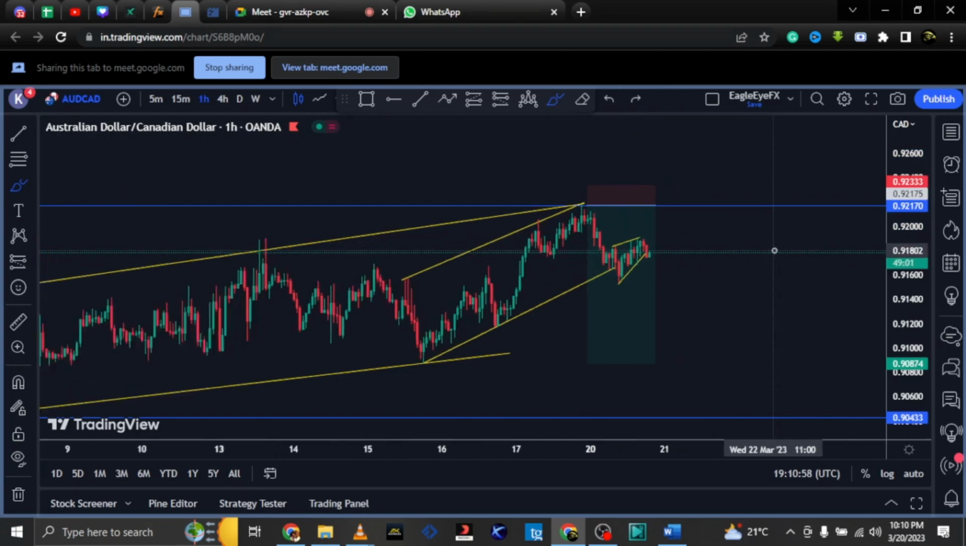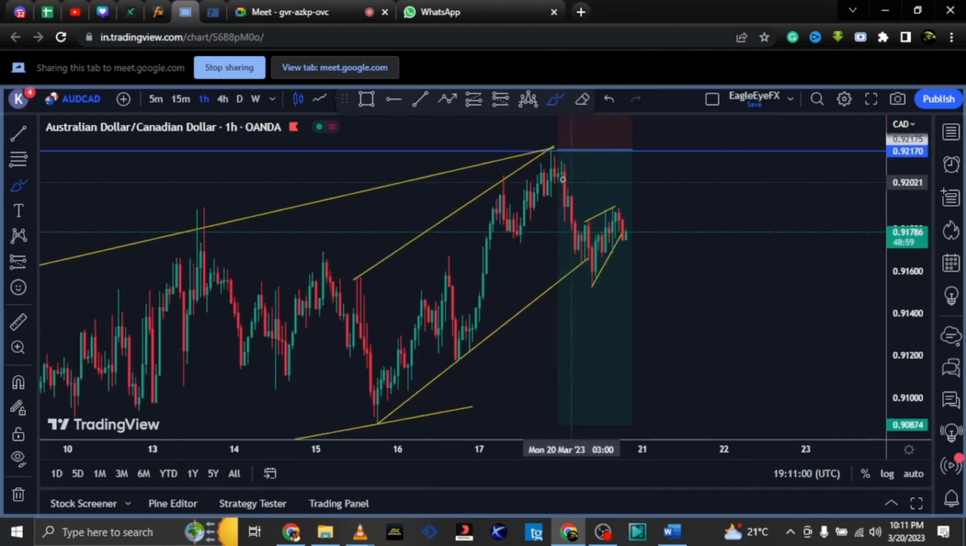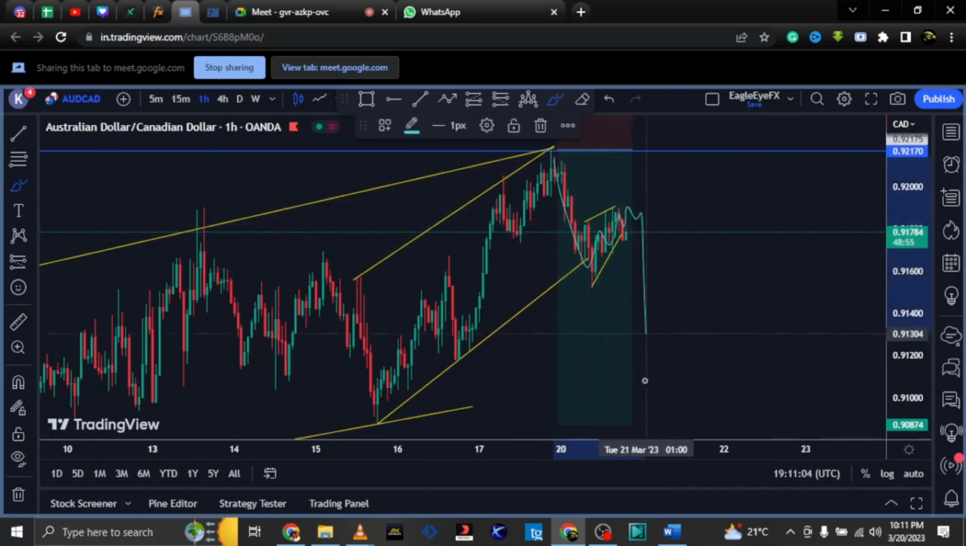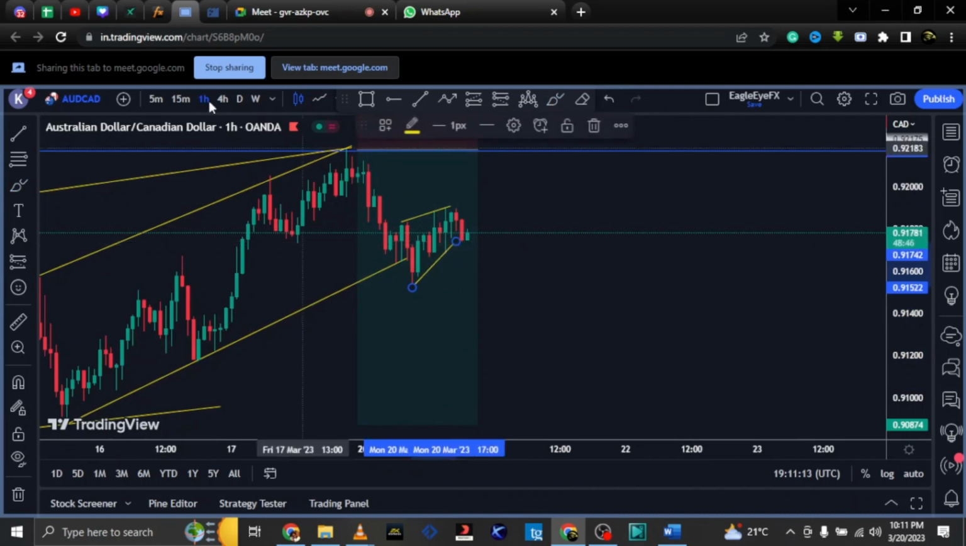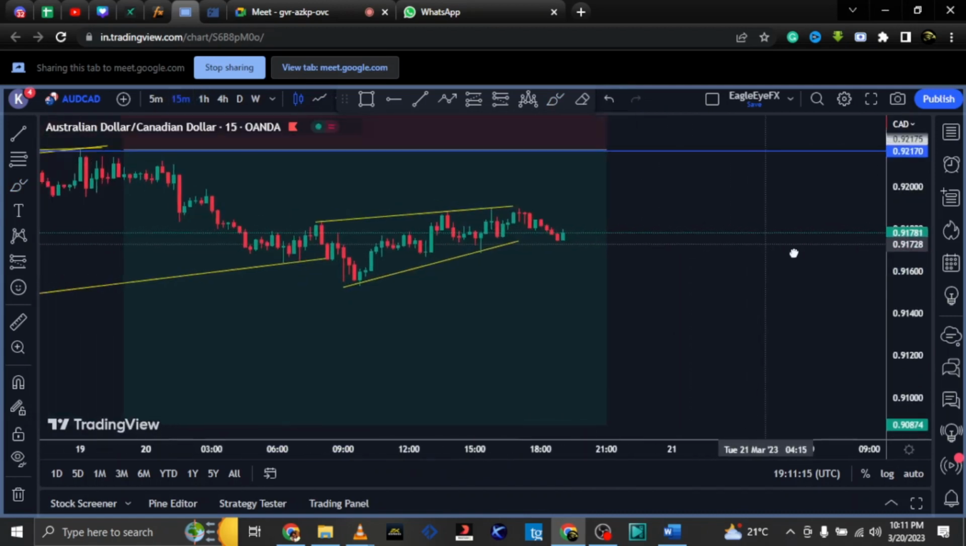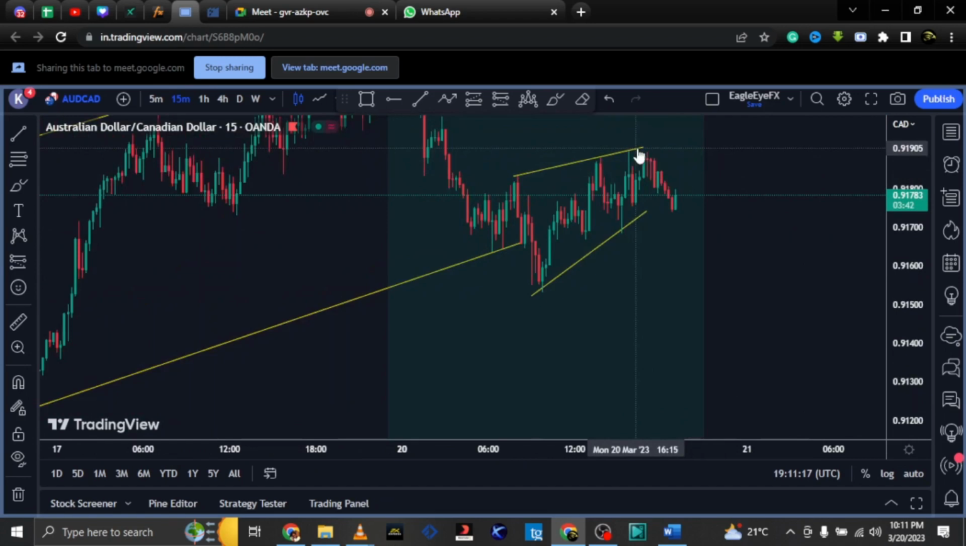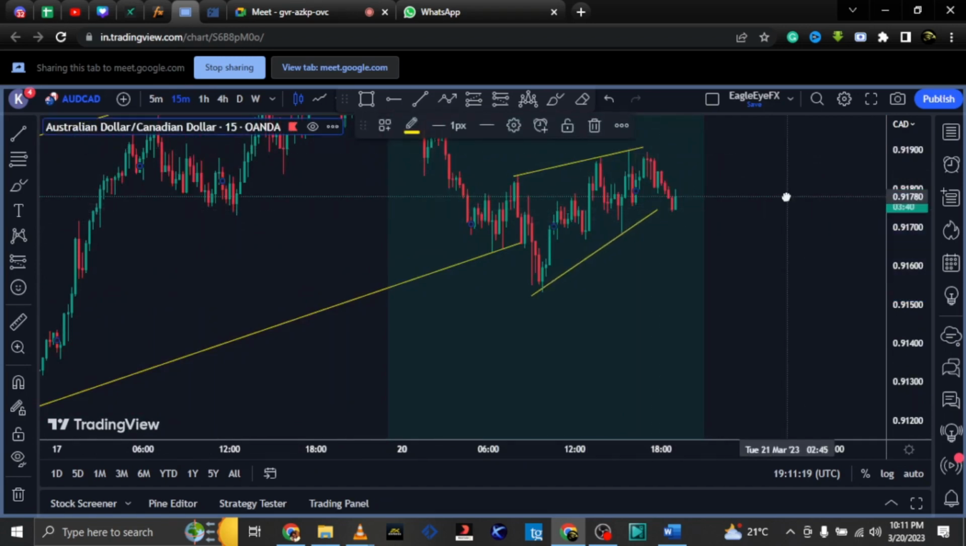Now, a reduced risk entry is when, for example, we have an impulse move, correction, and we are waiting for a continuation. So how do you enter a reduced risk entry? Now, that is when you come here. Let's say, for example, we had this pattern over here. Let me maybe go to the 15 minutes time frame. So you've seen your structure like this, okay?